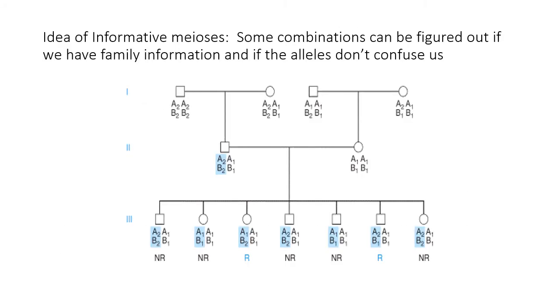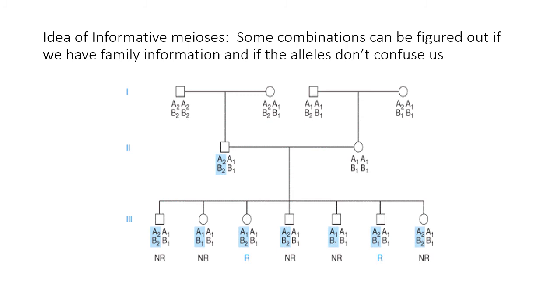Okay, so now we come to the idea of informative meioses and determining what's called the phase of the various alleles. Sometimes you're lucky and sometimes you're not. Some configurations can be figured out and others can't, depending on what the actual information is in that particular family. So this pedigree is about taking the children in the third generation and figuring out who's recombinant for the A and B loci versus who has a parental configuration.